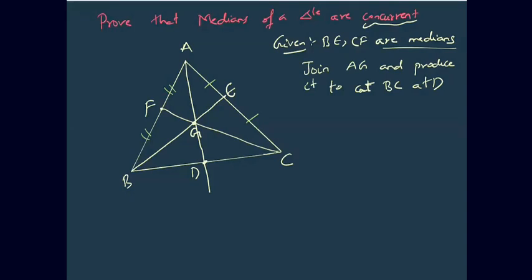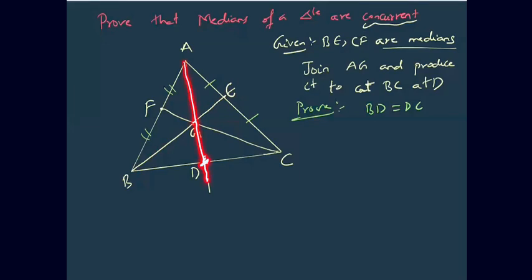The point of intersection of BE and CF, I'm taking it as G. Now I'm joining AG and extending it to cut BC at D. So my task is to prove that BD is equal to DC. This is my task. If I can prove that BD is equal to DC, then I have proved that medians are concurrent. Let me repeat it again for you. We have taken that BE and CF are the medians. Two medians can definitely intersect at point G. Now I'm joining AG and extending it to cut BC at D.